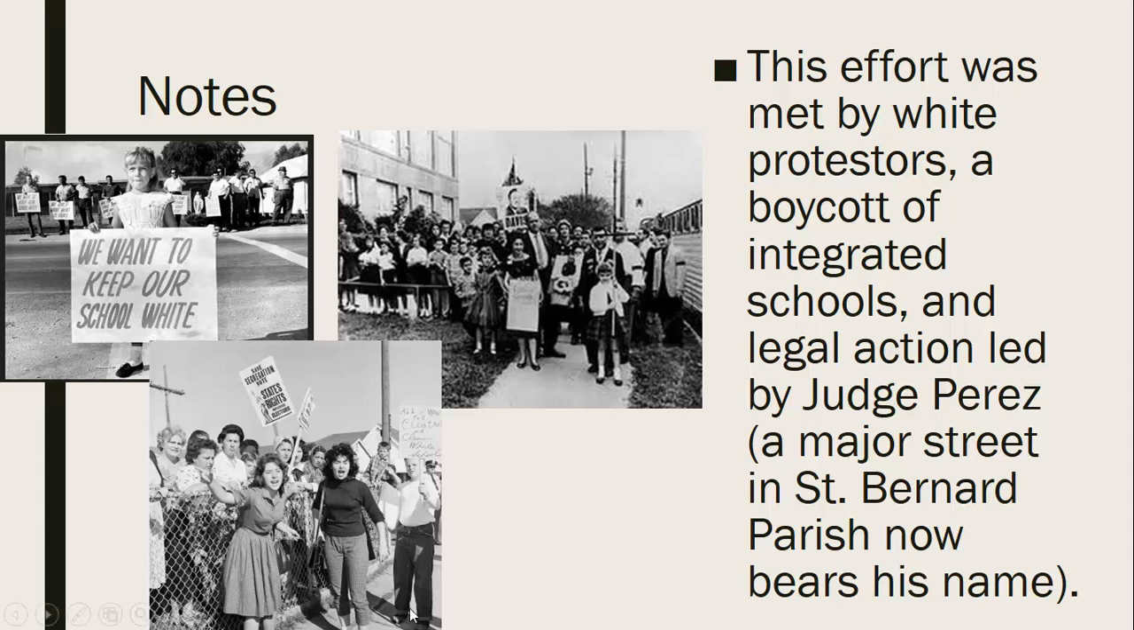They came when Ruby Bridges showed up with posters and signs. They were shouting. You can see this little girl holding a sign saying, "We want to keep our school white." It was even backed, this protest, by a man named Judge Perez. He was a judge in St. Bernard Parish. Today, he is honored by having a street named after him. And so, that's a little disconcerting.